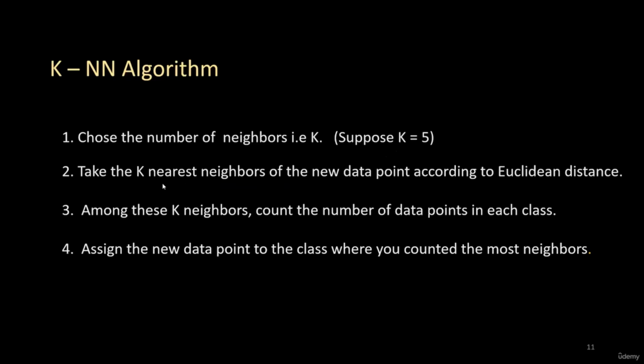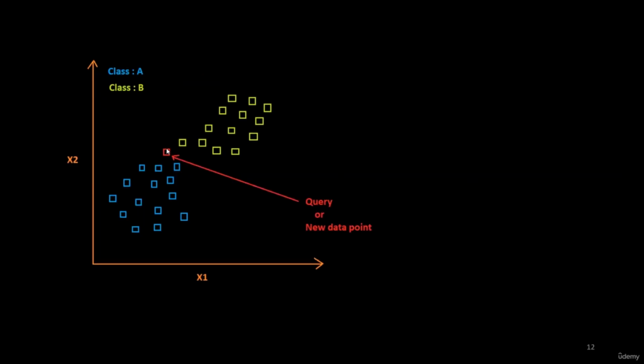The second step is to take the k nearest neighbors of a new data point according to the Euclidean distance. When a new data point comes, or when we have a testing point, then we have to select the 5 nearest neighbors, if we have already selected k equals 5, based on the Euclidean distance. What does it mean? Suppose this is the situation. We have a new data point. We will calculate the distance of this new data point with every sample of class A and with every sample of class B using Euclidean distance.